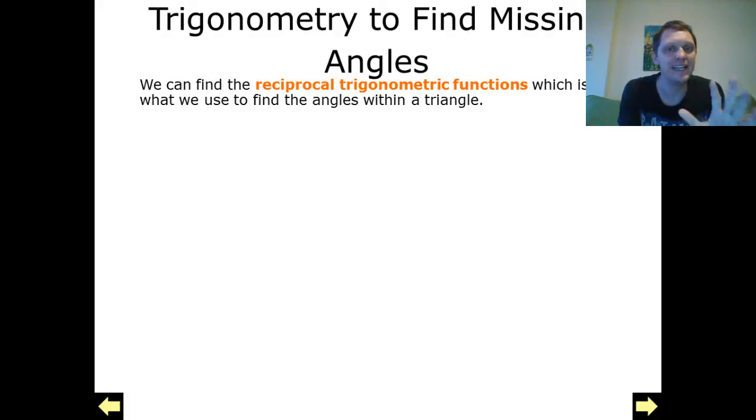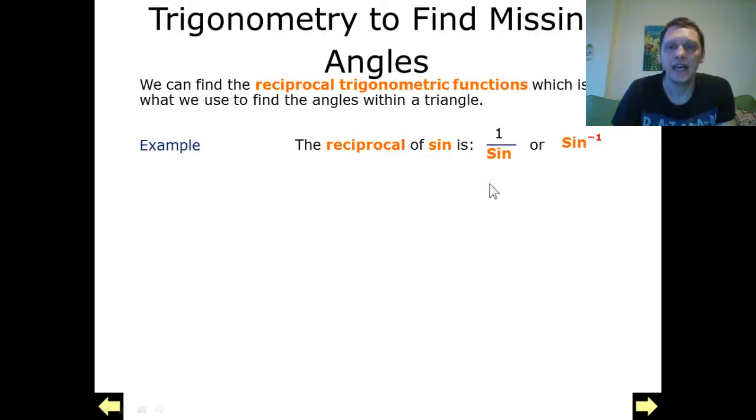Now what we're going to be doing is using the trigonometric functions, very similar to what we use to find missing sides, but now we're going to be using the reciprocal of these functions to find missing angles. So the reciprocal of sine is 1 over sine, or we could also show this as sine to the power, or the index, of -1, and you might see this on your calculator as well.